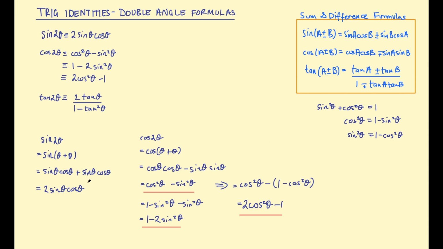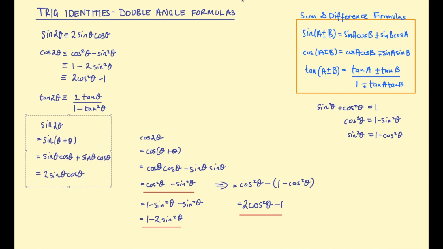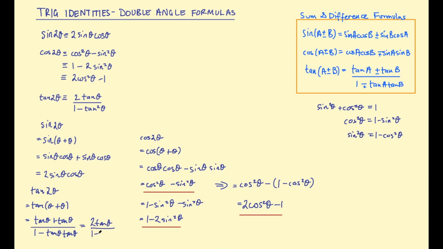And the last one is tan 2 theta. Tan 2 theta is tan of theta plus theta. Using the sum formula for the tan function, this is tan of A plus tan of B, so tan of theta plus tan of theta, over 1 take tan theta tan theta, which is 2 tan theta over 1 take tan squared theta. So pretty straightforward to verify those identities once you have the sum and difference formulas.